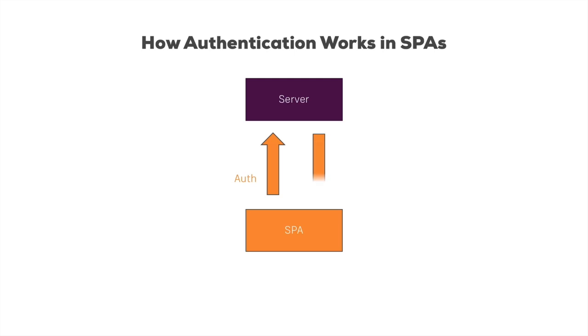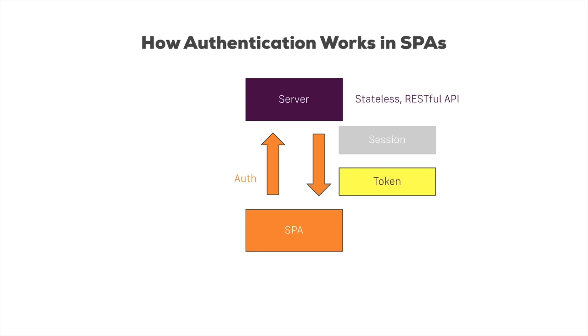That server then sends something back. And you could think that's a session. But since the server in a SPA world typically is a stateless RESTful API, we're not getting back a session because the server doesn't care about the different clients connecting to him. Instead, we get back a token. You can think of that token as a JavaScript object, encoded as JSON. JSON web tokens are the typical form of tokens you get. So it's a JavaScript object in the end, you can say.